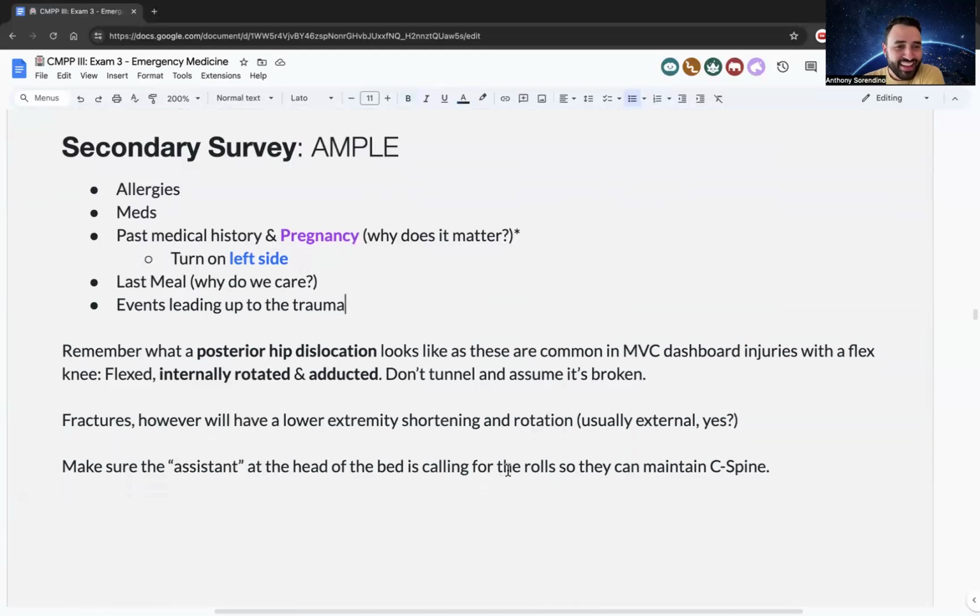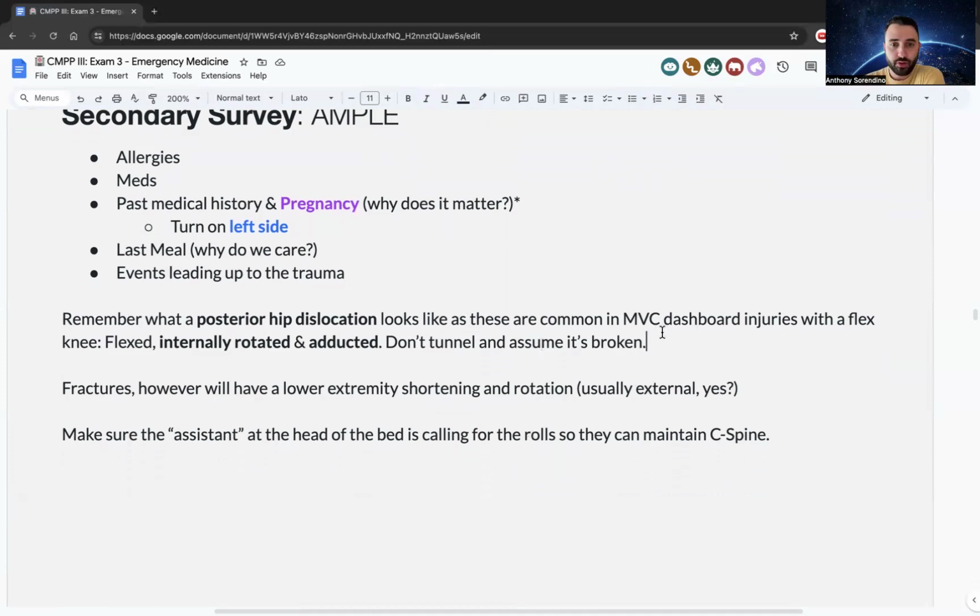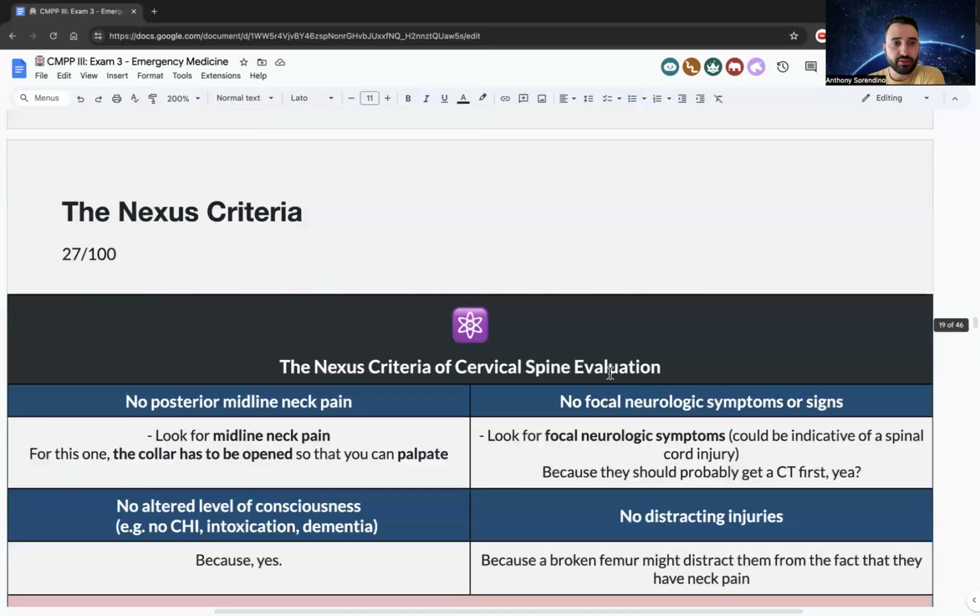Okay. Posterior hip dislocation. So if it's a dislocation, that's going to be internally rotated, right? Internally rotated and adducted. Yeah, okay. And then a fracture is going to be shortened, externally rotated, and abducted. So look for that. Posterior hip dislocations, look for this in motor vehicle dashboard injuries.